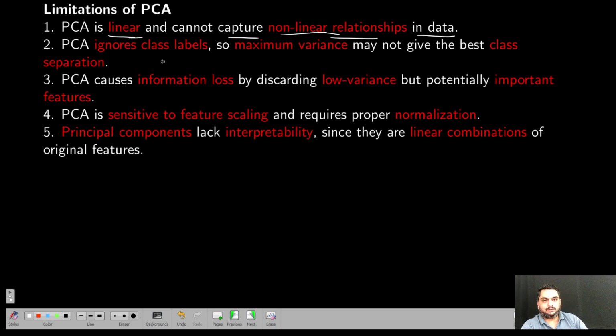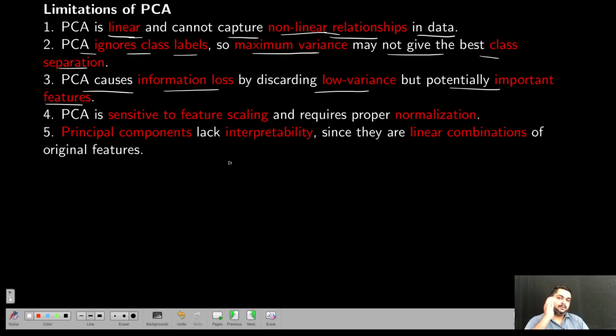The covariance matrix captures only your linear relationships. PCA ignores class labels, so it's unsupervised machine learning. So maximum variance may not always give the best class separation. PCA causes information loss by discarding low-variance but potentially important features. Even if the principal component selects the direction with the maximum variance, some features may have low variance and yet be of importance. They may be ignored because it always selects the direction with high variance.